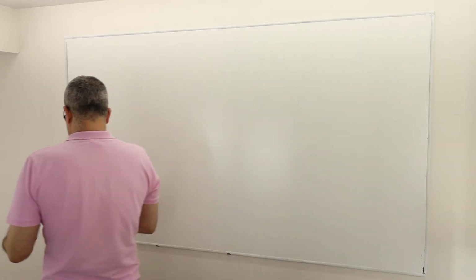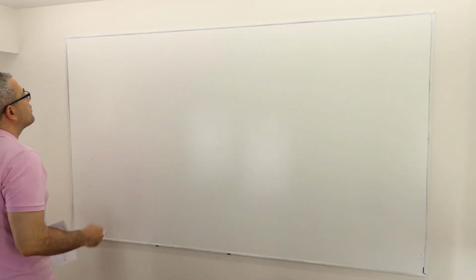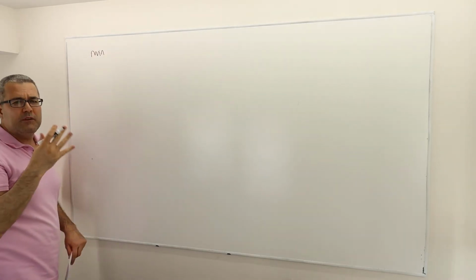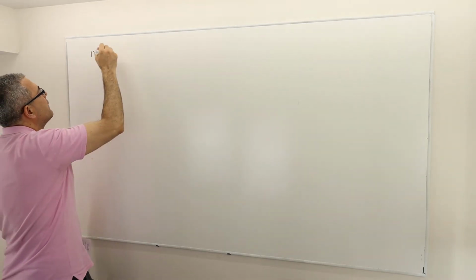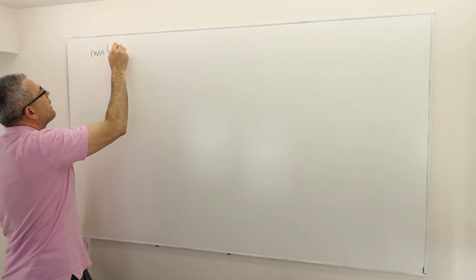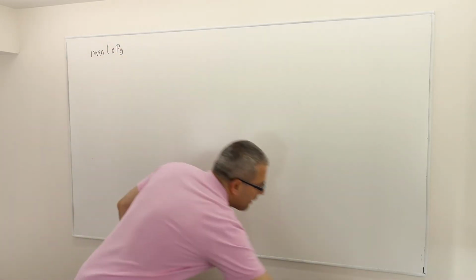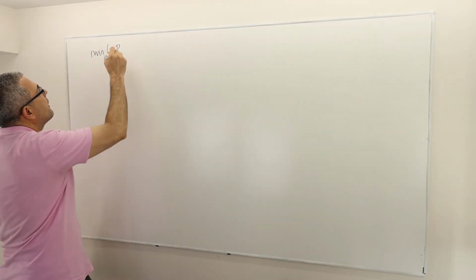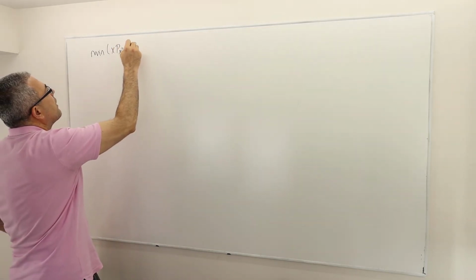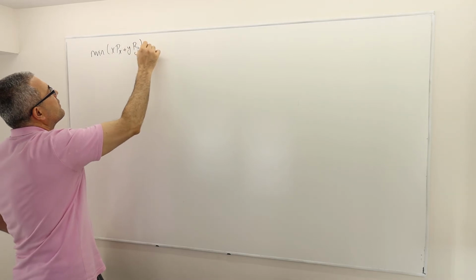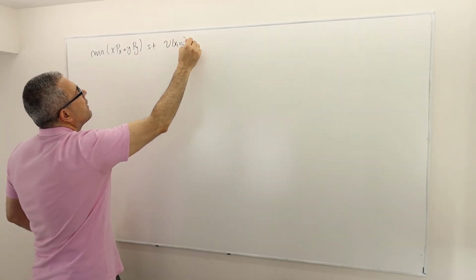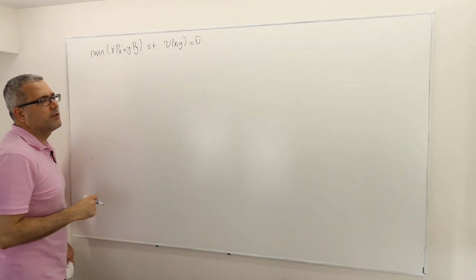Well, first off, let's remember the expenditure minimization problem, right? The problem was, assuming for simplicity two goods: minimize xpx plus ypy, which is the expenditure, subject to the utility of xy being equal to some fixed level u bar.